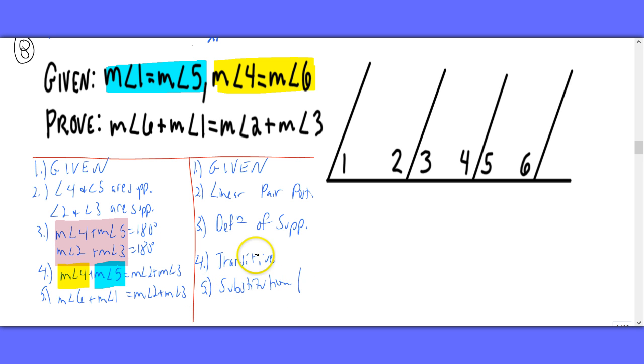And we got that equation from step number 4. We got the facts that 4 equals 6 and that 5 equals 1 from step 1 in the given. So here is that proof.